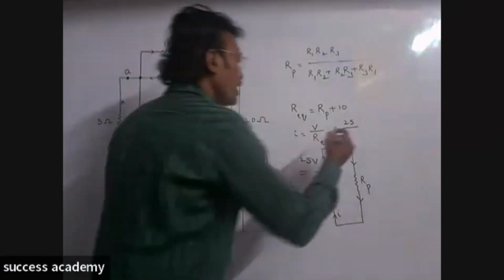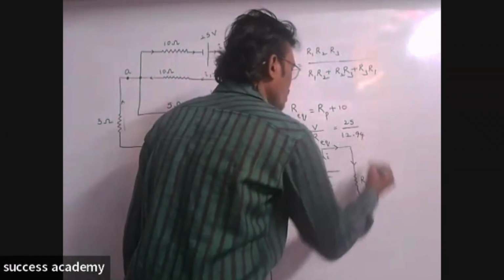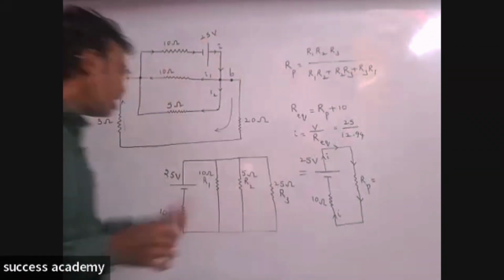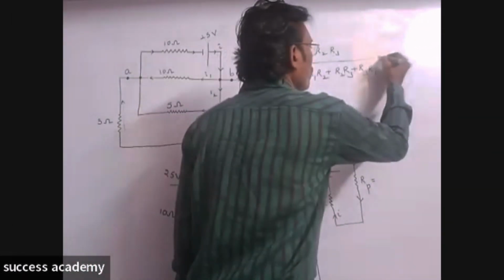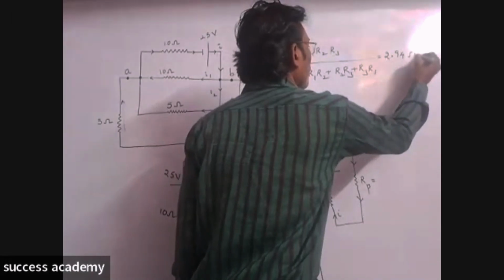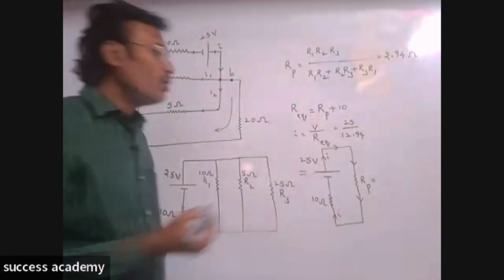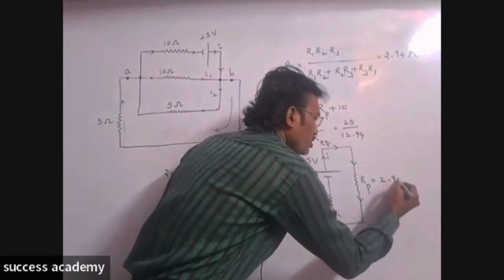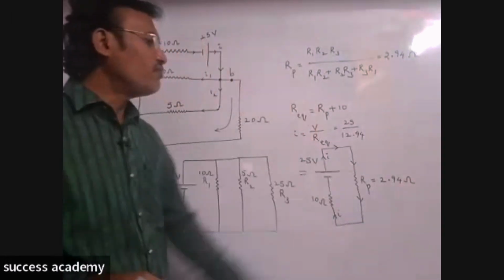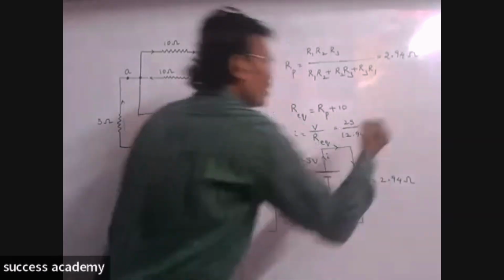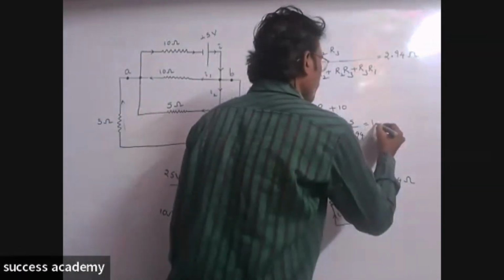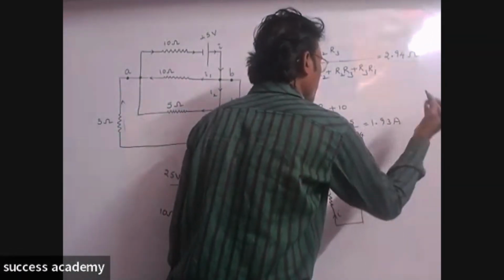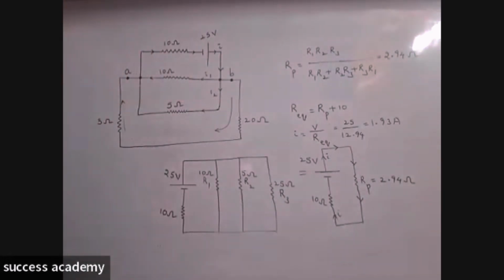12.94. So this is Rp. If you calculate this value, if you substitute the R1, R2, R3 values here, then you will get it as 2.94 ohm. So both are in series. So 10 plus 2.94 is 12.94, and thereby you will get the current as I is equal to 25 by 12.94, that is 1.93 ampere. This is the current passing through the circuit.